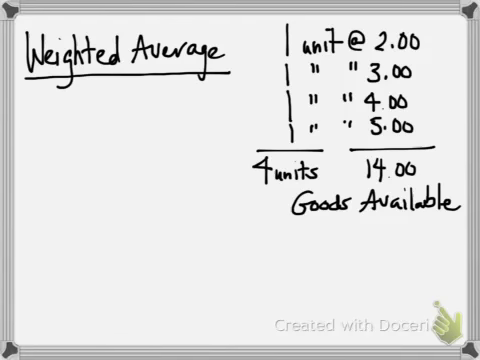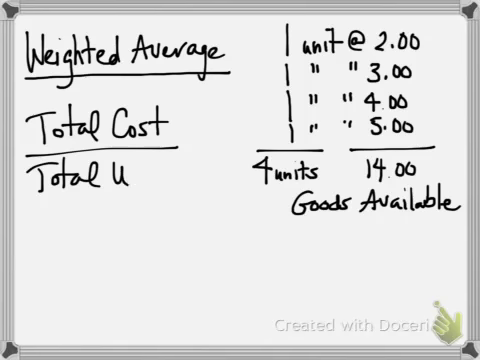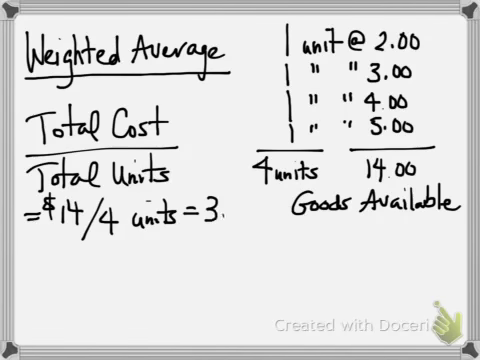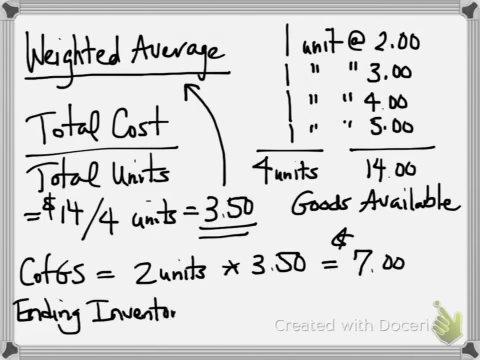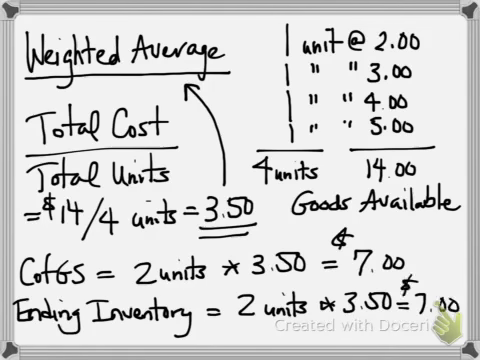So we have 4 units to be accounted for and $14 of cost, and to calculate the weighted average you take the total cost and you divide it by the total number of units. So $14 divided by 4 units equals $3.50. That's not the answer. That's just the weighted average cost per unit. A lot of times students stop here and sort of forget to take it to the final step. The final step is that cost of goods sold is the number of units sold times that weighted average cost. So 2 units sold at $3.50 of weighted average cost gives us cost of goods sold of $7. And the ending inventory, which is also 2 units times that $3.50, says then that the ending inventory value is $7.